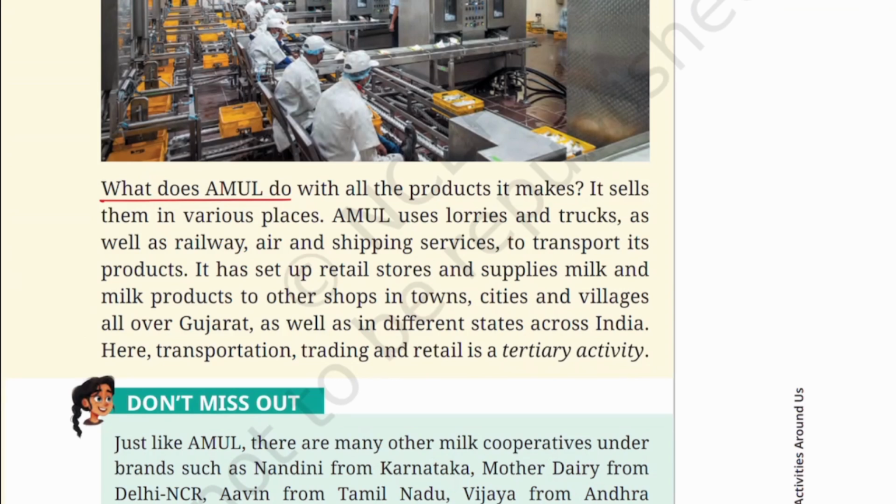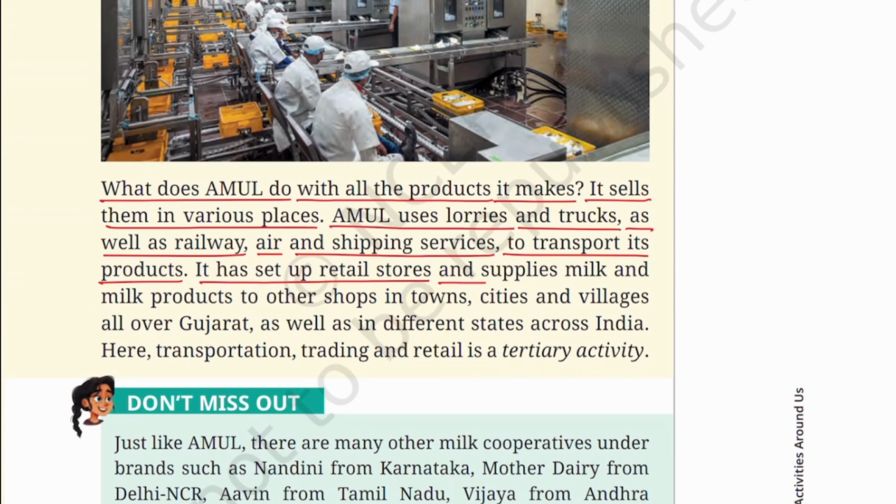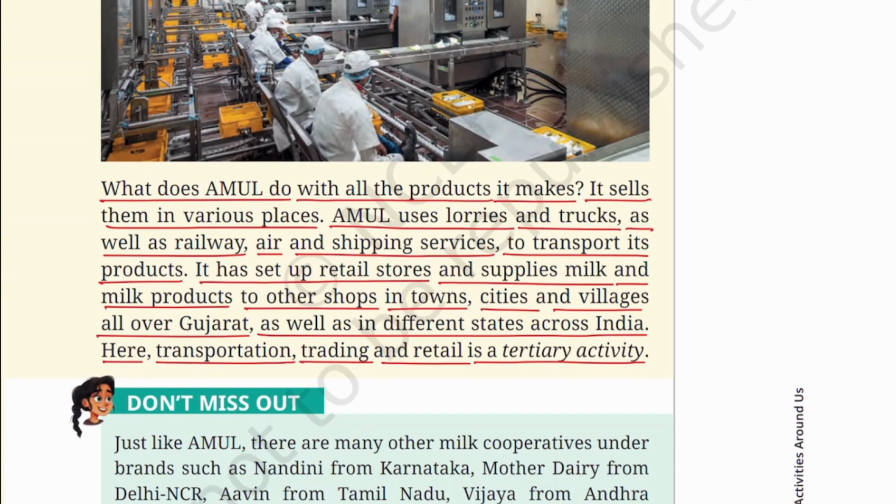What does Amul do with all the products it makes? It sells them in various places. Amul uses lorries and trucks as well as railway, air, and shipping services to transport its products. It has set up retail stores and supplies milk and milk products to other shops in towns, cities, and villages all over Gujarat as well as in different states across India. Here, transportation, trading, and retail is a tertiary activity.